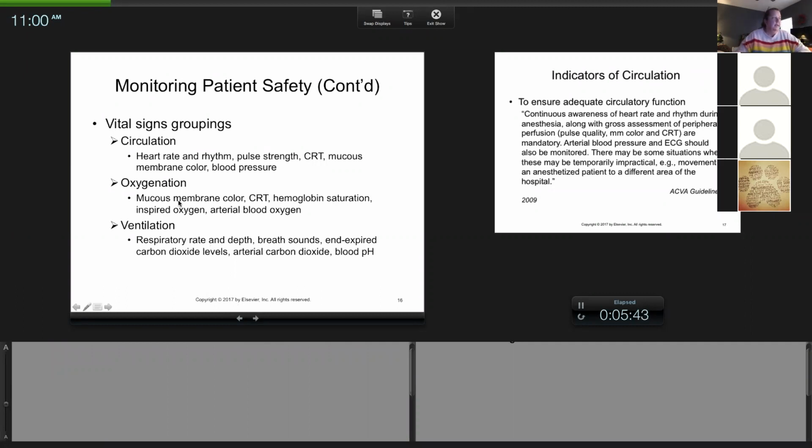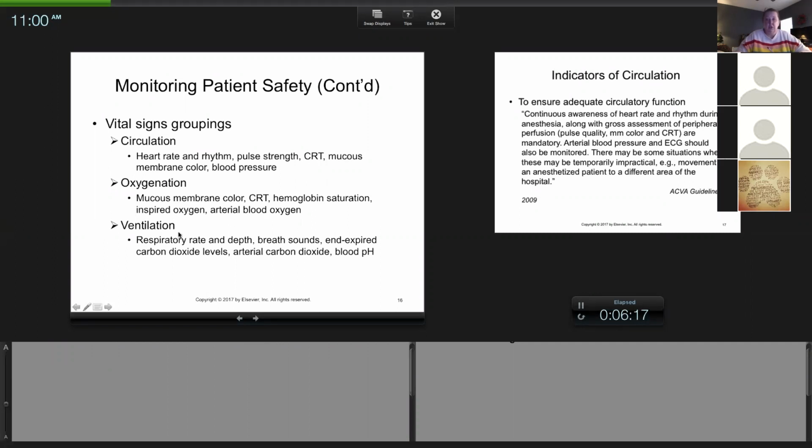So how we break it down is when we talk about vital signs, you can talk about what affects circulation, which includes heart rate and rhythm, pulse, CRT, mucous membrane color, blood pressure. If I asked you, what are ways we assess circulation under anesthesia? This is what I would want you to tell me. If I say, what are ways that we monitor oxygenation during surgery? Then this is what you know: mucous membrane color, refill time, hemoglobin, inspired oxygen, arterial oxygen.